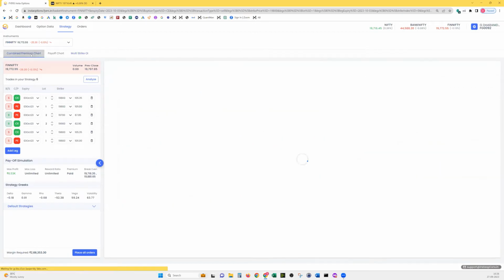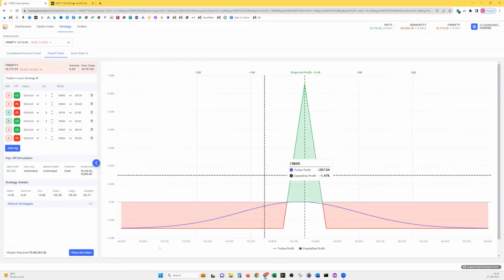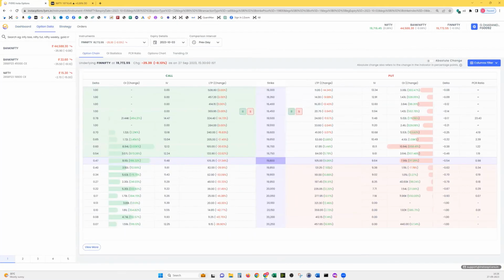So the next is going to be very simple. Now I can just click on the payoff chart. Now if I feel that this is good, then I can just place the order over here and then execute. I can just go back to the option data where I find out these legs. I can just do it by selecting the buy and sell over here. This is one aspect.